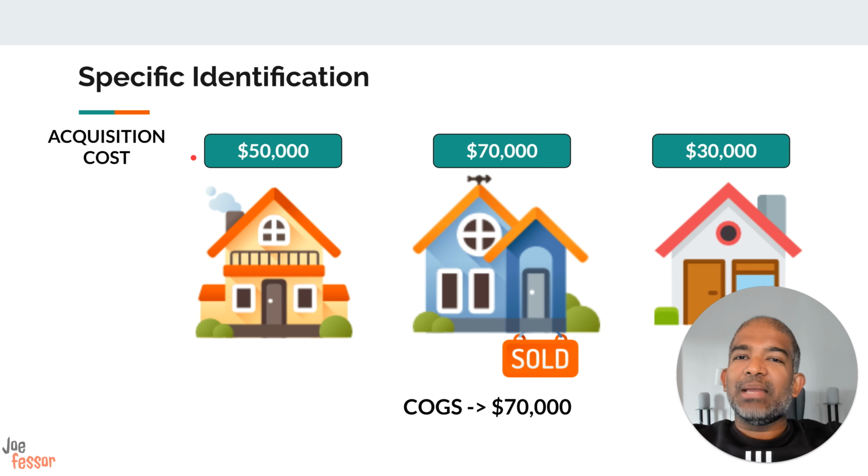In this method, you're able to identify specifically which unit of your inventory has been sold. For example, let's say you are in the business of buying and selling real estate. Let's say you acquired 3 units to be sold later, one for $50,000, the second one for $70,000, and the third one for $30,000. Let's say you sold the second unit, valued at $70,000. Then you would credit your inventory by $70,000 and debit your cost of goods sold by $70,000. You don't have to do any complex math in this case because you are able to identify specifically which house has been sold and that value is deducted from your inventory.